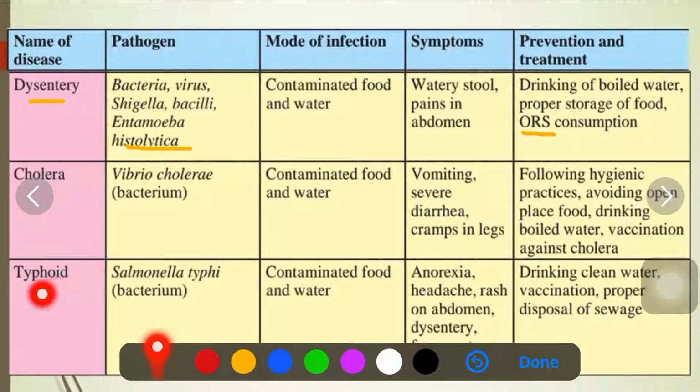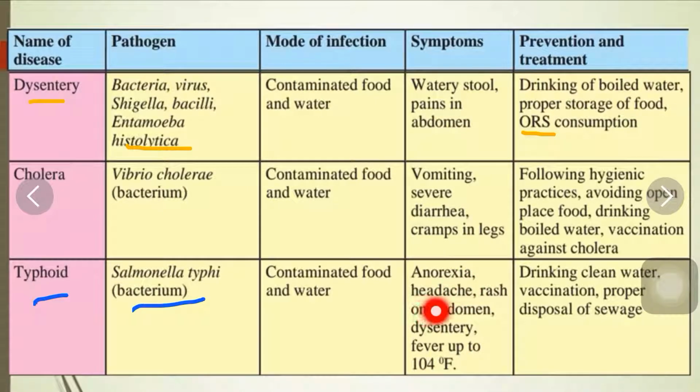And the last one is typhoid. This disease is caused by Salmonella typhi, one kind of bacteria. It spreads through contaminated food and water. The person may feel anorexia, that is lack or loss of appetite. There will be a severe headache, rash on the abdomen, dysentery, and fever up to 104 degrees Fahrenheit. This can be prevented by drinking clean water, vaccination against typhoid, and proper disposal of sewage, that is waste product.